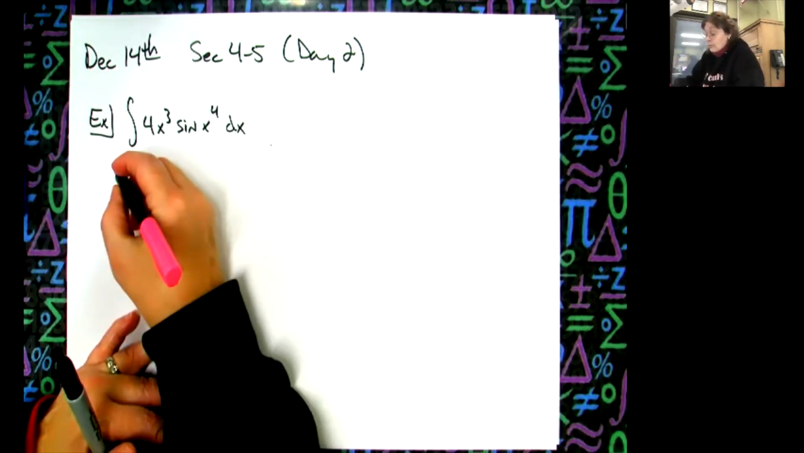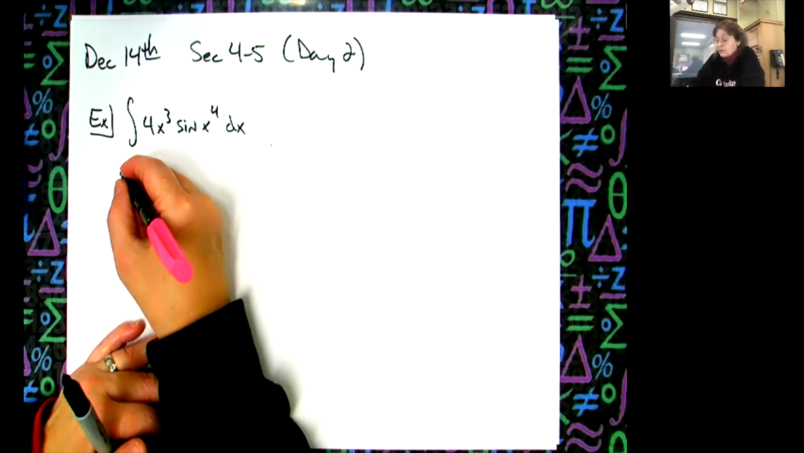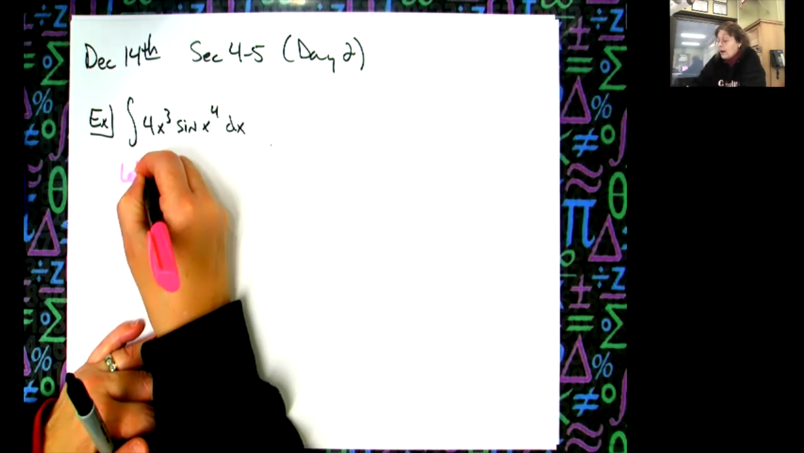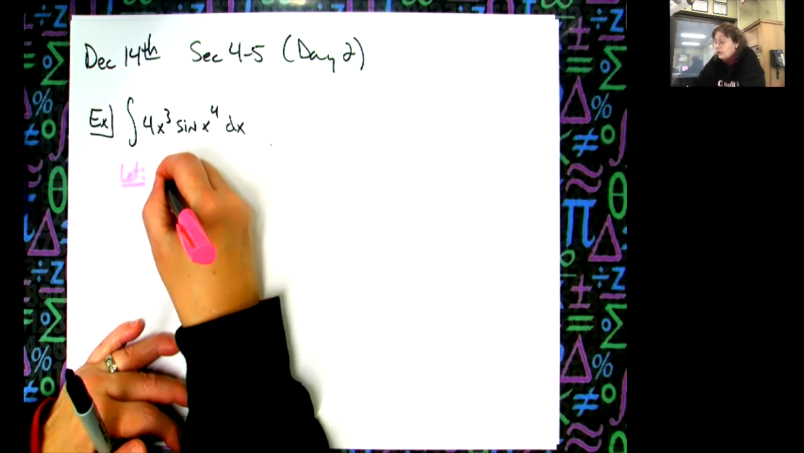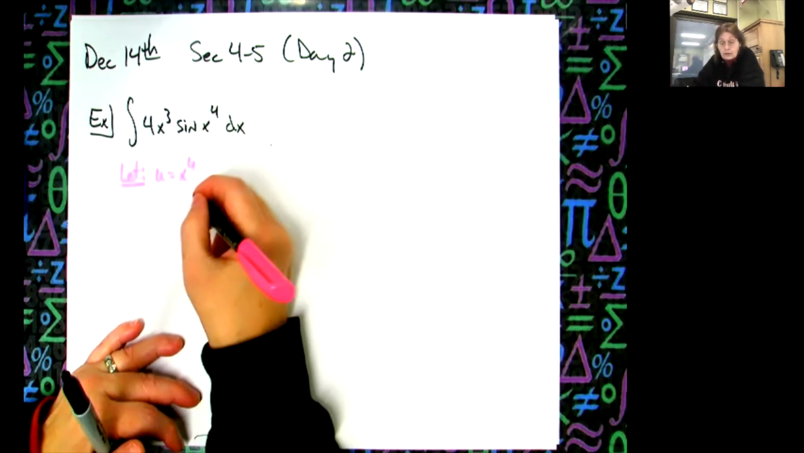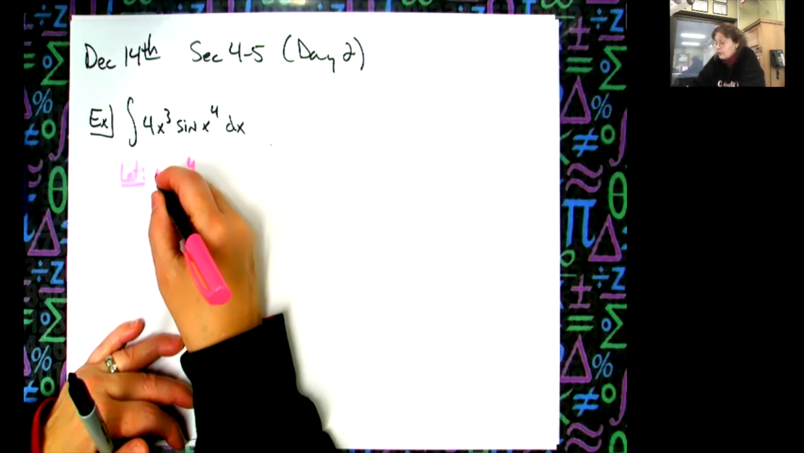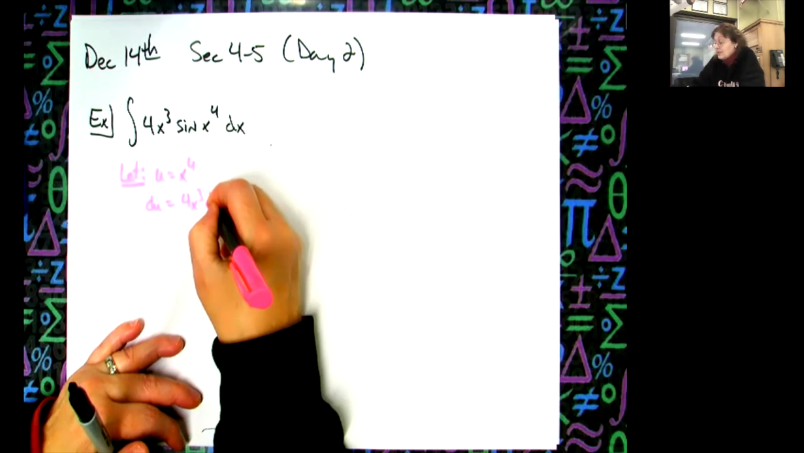I'm going to be very picky. If you do this on a written test for me, you must have the word let. I will not let you skip that. That has to be there. We're going to let u equal x to the fourth. Then you're going to take the derivative of both sides. So when I take the derivative over here, I'll have a du. When I take the derivative over here, I have a 4x to the third dx.